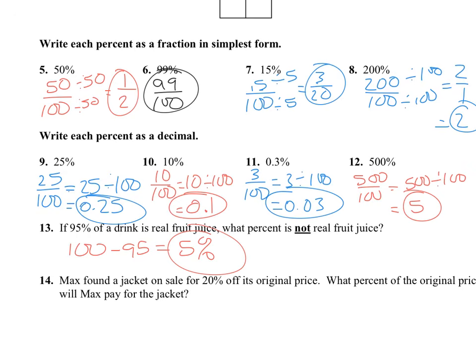Number 14, it says Max found a jacket on sale for 20% off its original price. What percent of the original price will Max pay for the jacket? Again, you've got 100%. To find out what the percent is, you would subtract the sale percentage. So 100 minus 20 gives you 80%. So you're going to pay 80% of the original price of the jacket once you take the 20% off.